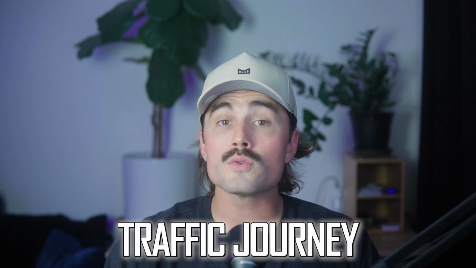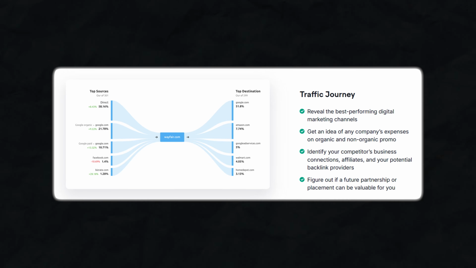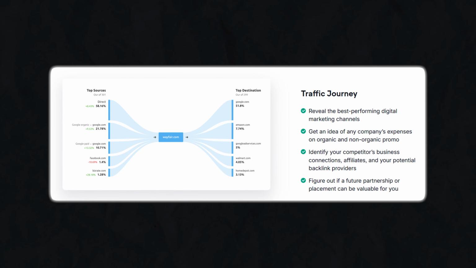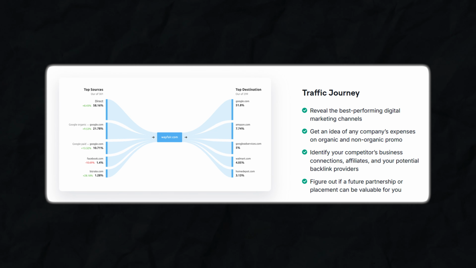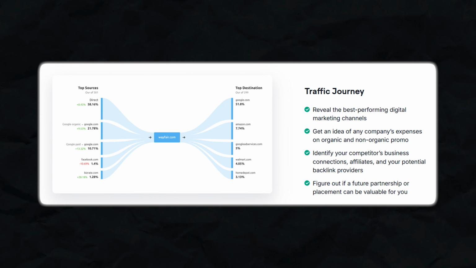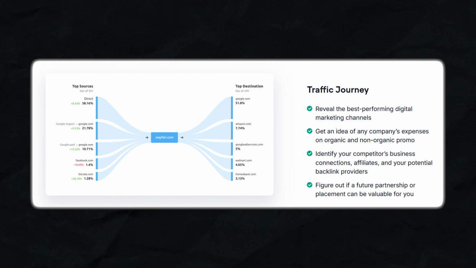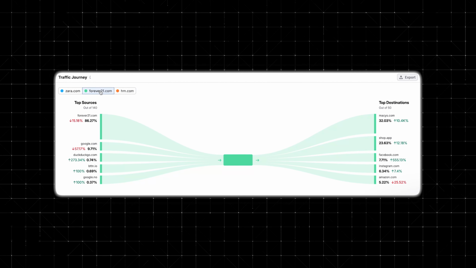Traffic journey, where users come from and where they go next. So here's where things get extra juicy, the traffic journey section. So not only does Semrush show you what traffic sources brought people to the site, but it also shows where users go after visiting. Let that sink in for a second. You can actually see what websites people visit before and after they hit your competitor's page.